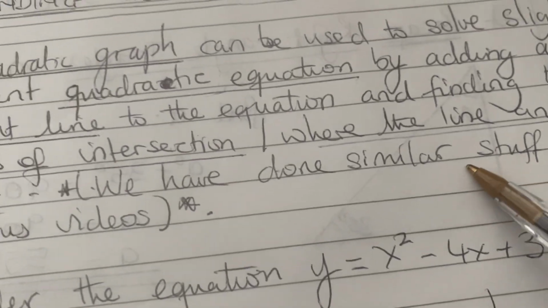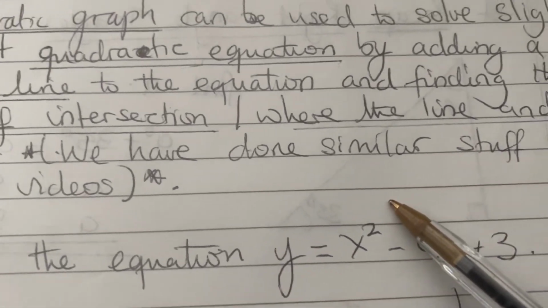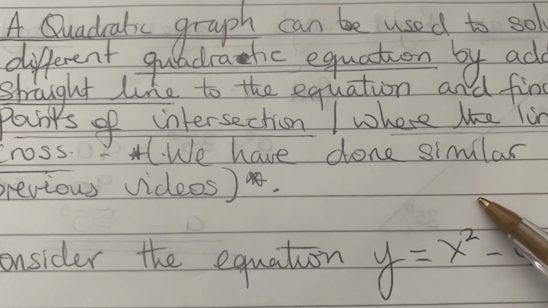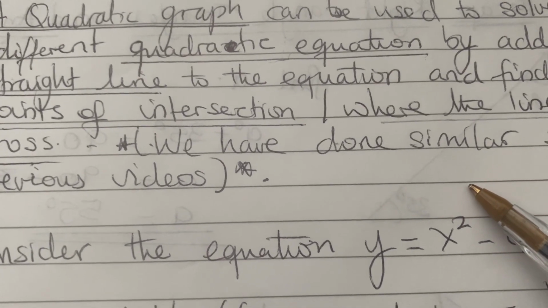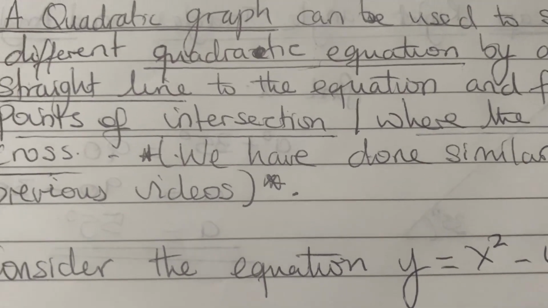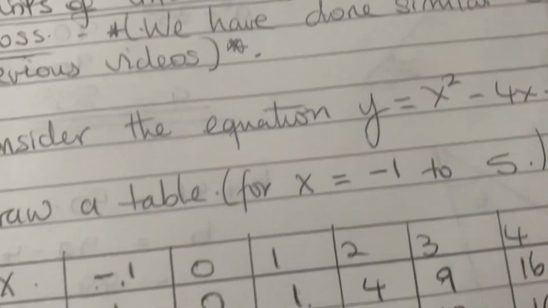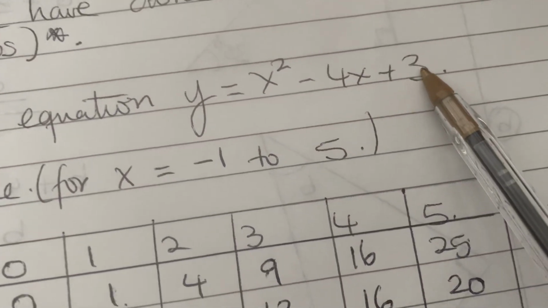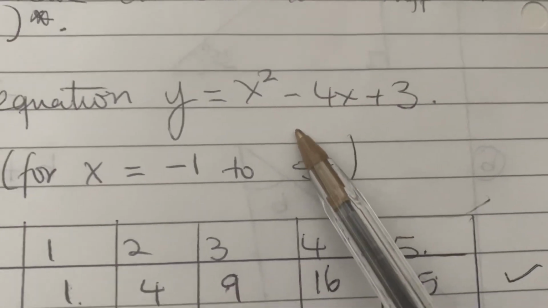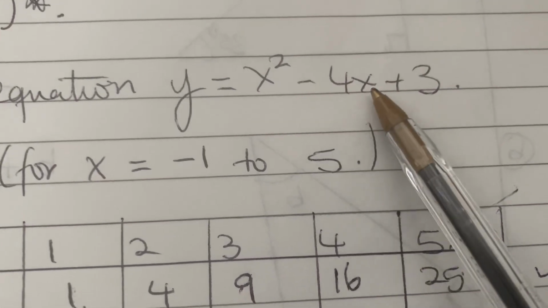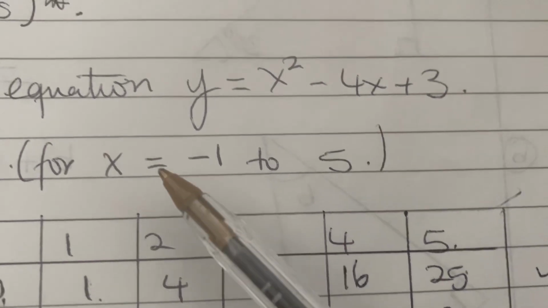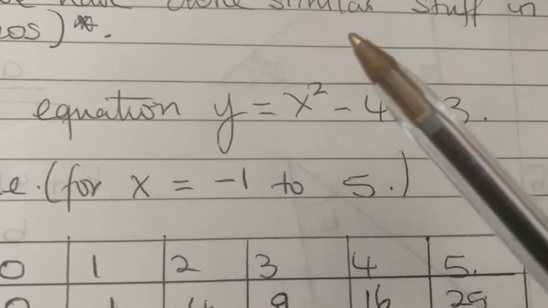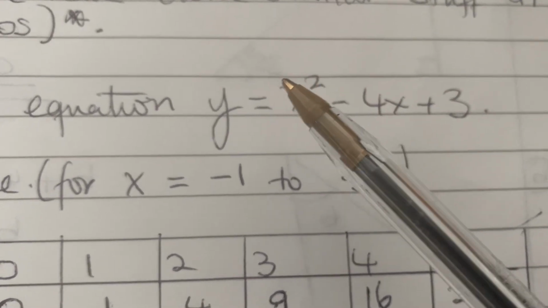We've done similar stuff before. In previous videos, I think there was even a past paper that we did on this, but I'm going to show you this one. So we are going to draw the equation of the line y equals x squared minus 4x plus 3. This x squared is positive 1x squared, so the graph is going to open upwards.